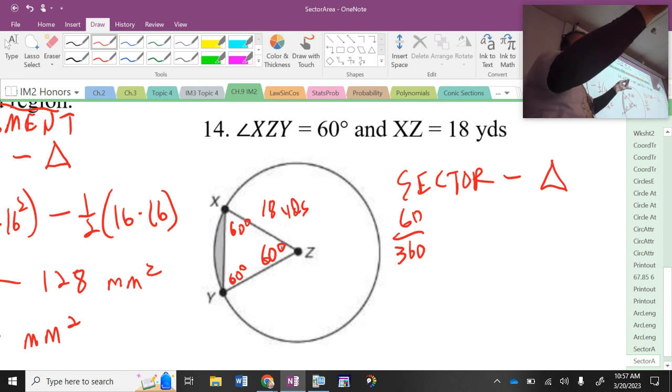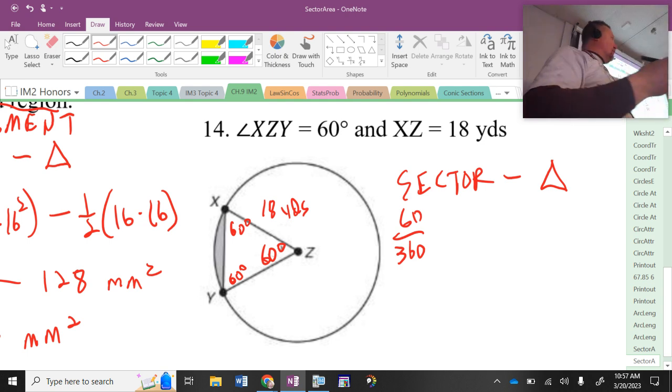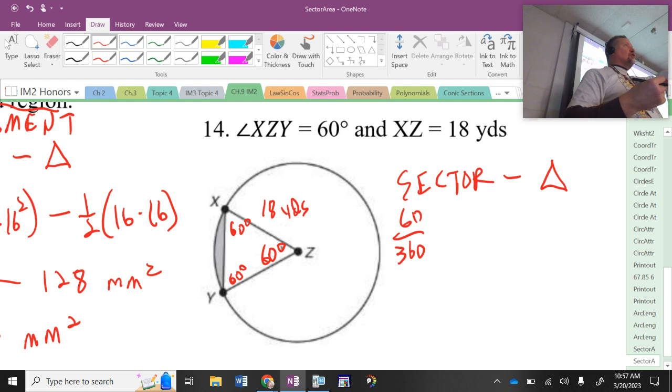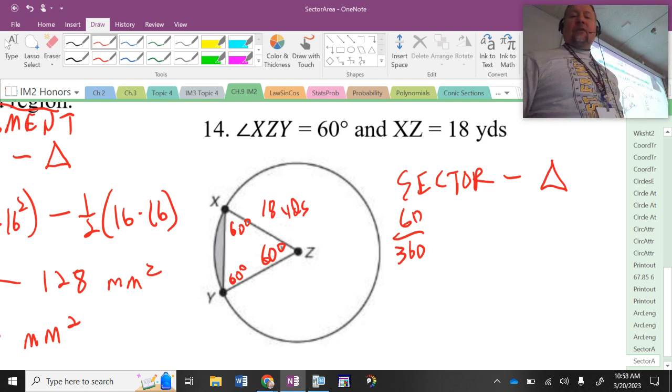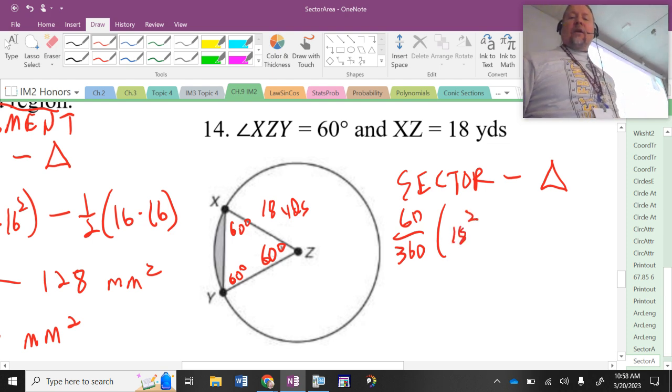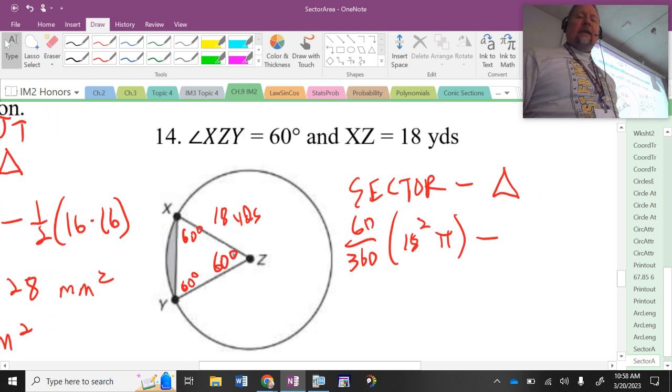We have another way we could find the area of that triangle because I gave you 2 formulas in our last chapter. All right. So sector, let's finish this off. That is 18 squared pi. And then the area of the triangle.